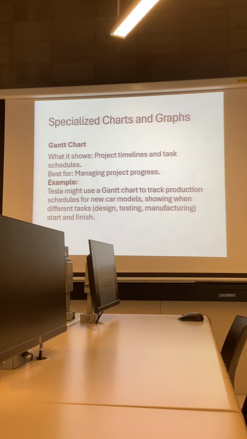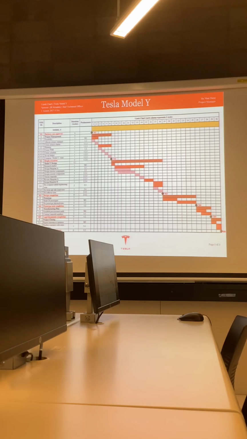Tesla might use a GANTT chart to track production schedules for new car models, showing when different tasks like design, testing, and manufacturing start and finish. Okay. Take a look at this chart. We call it a GANTT chart.